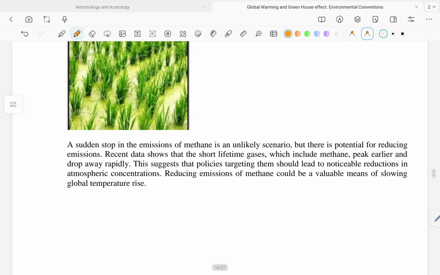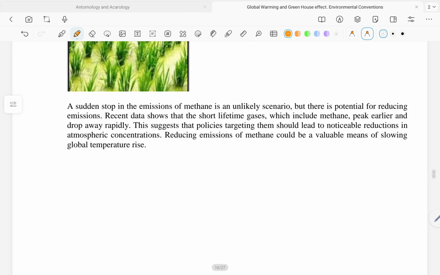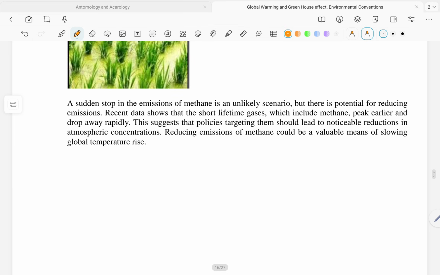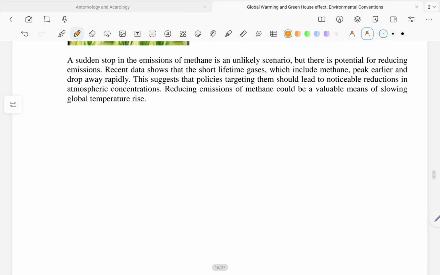A sudden stop in the emission of methane is an unlikely scenario, but there is potential for reducing emissions. Recent data show that the short-lived gases, which include methane, peak earlier and drop away rapidly. This suggests that policies targeting them should lead to a noticeable reduction in atmospheric concentrations. Reducing emissions of methane could be a valuable means of slowing global temperature rise.